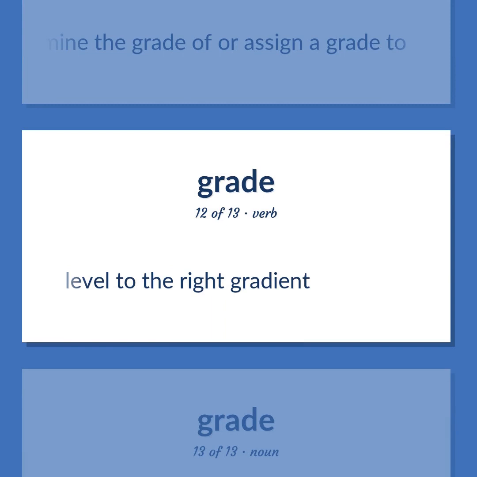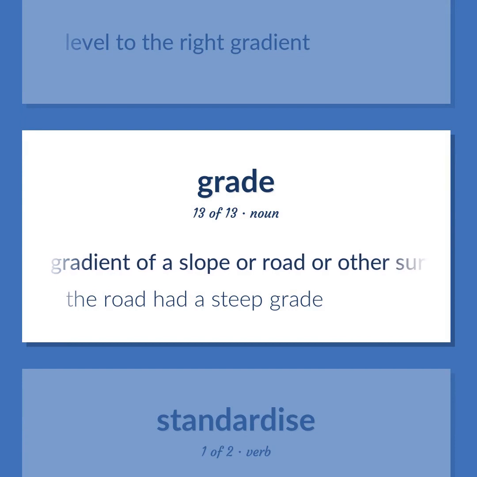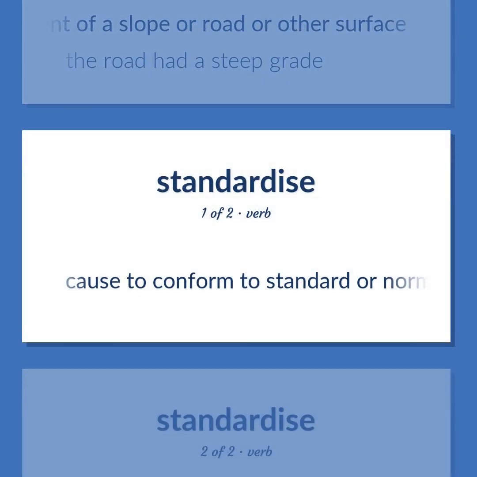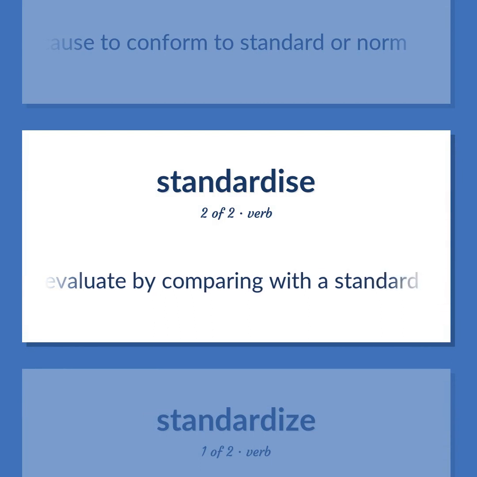Level to the right gradient. The gradient of a slope or road or other surface. The road had a steep grade. Cause to conform to standard or norm. Evaluate by comparing with a standard.